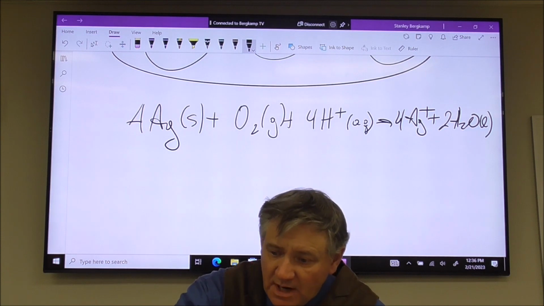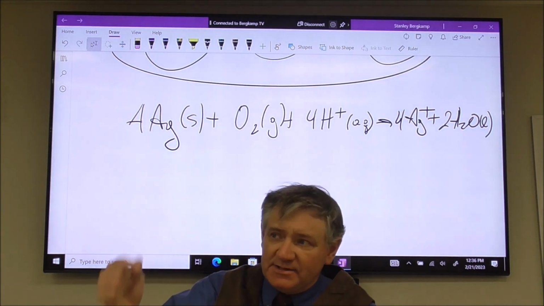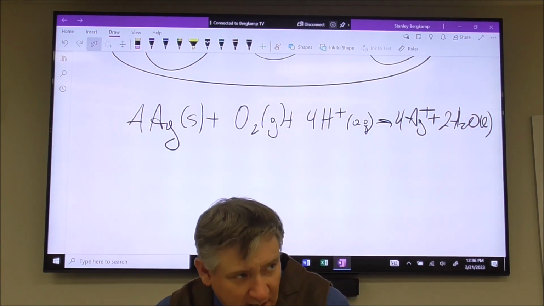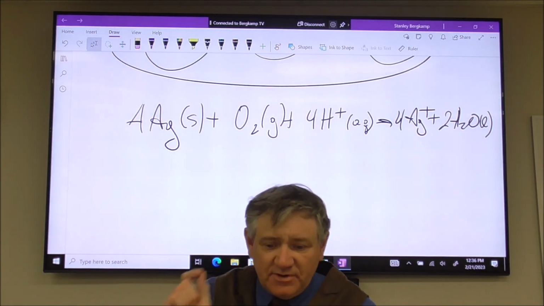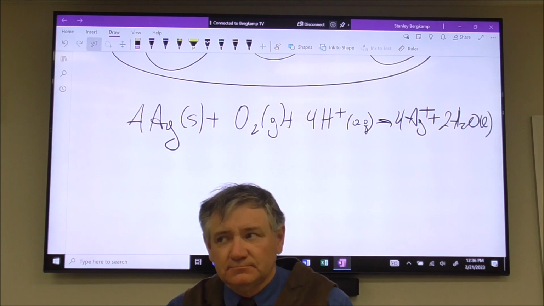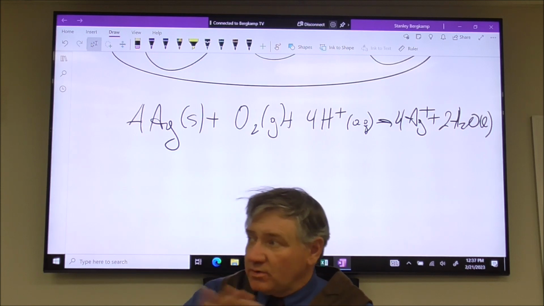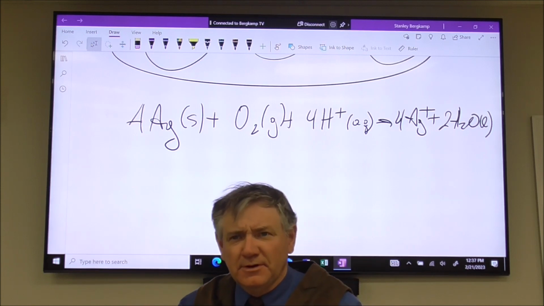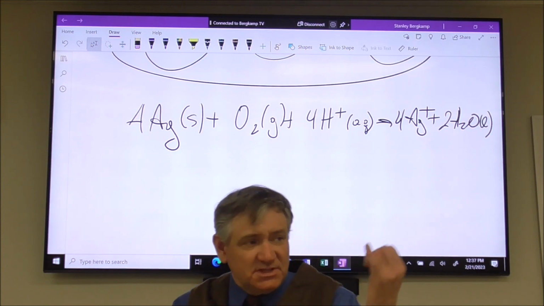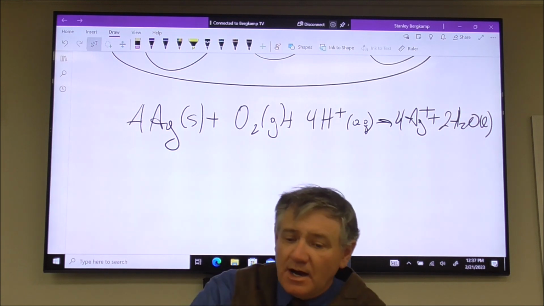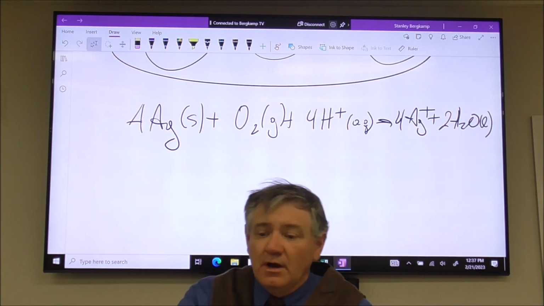I want to get silver ions and water. Now, what could I physically watch? What's the only thing that I would physically see happening if this reaction was taking place? The silver would dissolve. That's the only way I would know this reaction is taking place. I wouldn't see a color change, okay? I would see the silver dissolve.